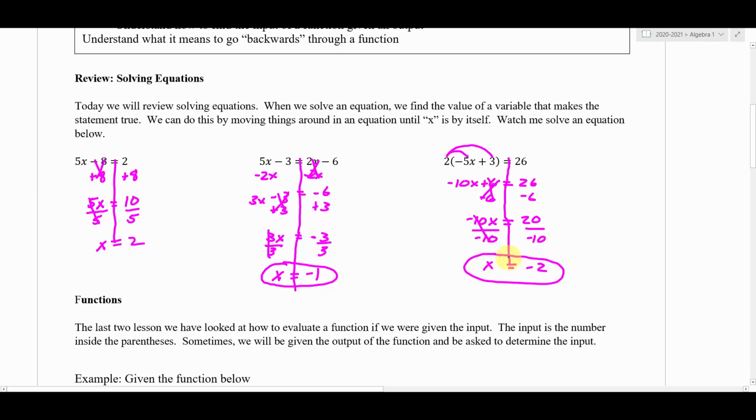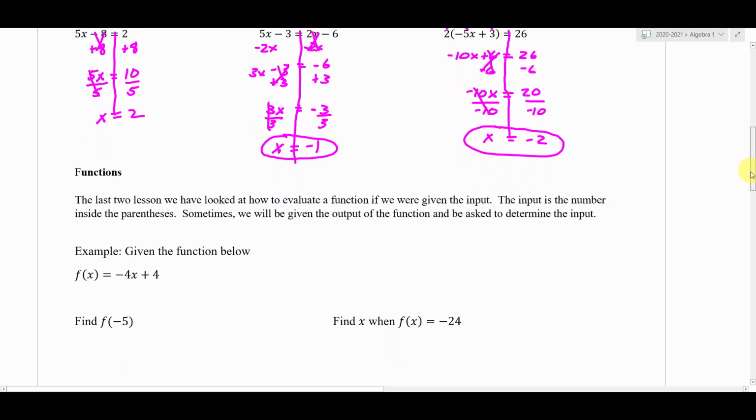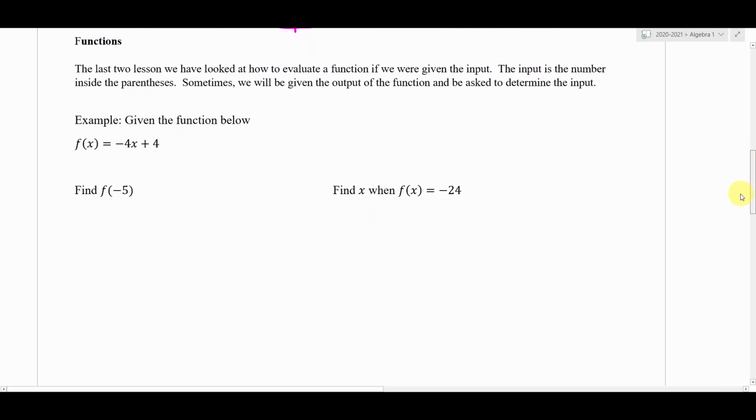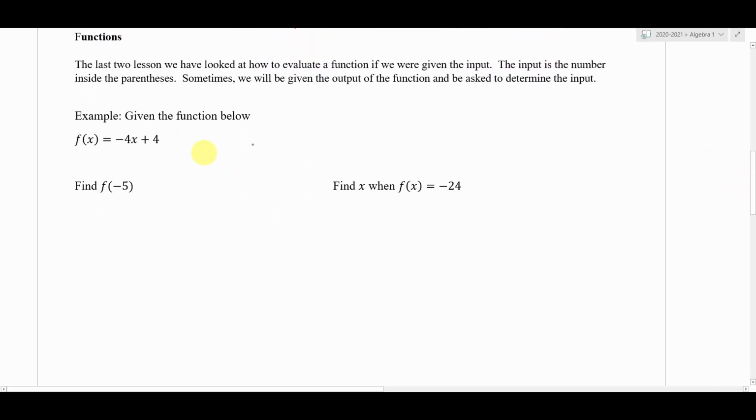All right, so that's your quick review on solving equations. So let's see how that applies to our function situation. We've been talking about these functions and how to evaluate a function if we were given an input, but sometimes we're not going to be given the input. Instead, we'll be given the output of a function and be asked to go backwards and figure out what the input was. So let's look at an example of that.